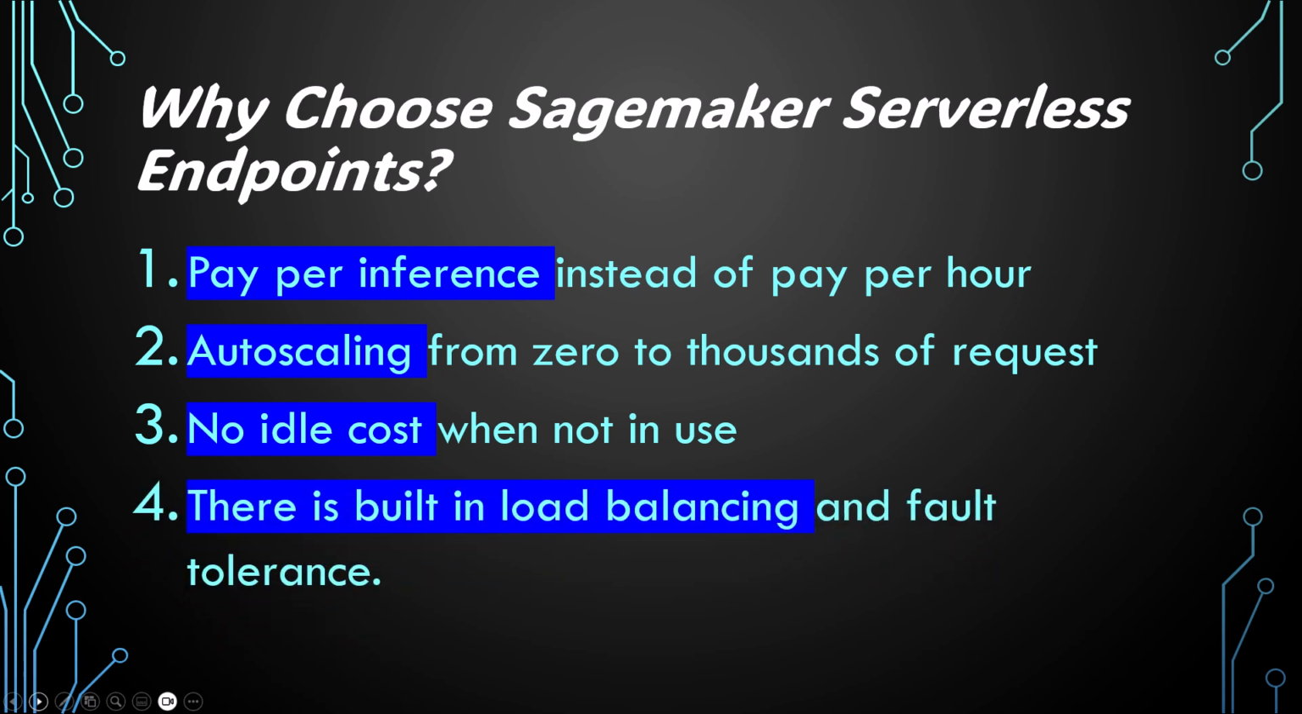The last but not the least is that there is built-in load balancing, meaning you don't need to worry about distributing traffic across your provisioned infrastructure. Also, SageMaker enables high availability and fault tolerance by automatically deploying those compute resources across multiple availability zones within a single region. So if one AZ experiences an outage, your endpoint remains available because other instances in different AZs can continue to serve inference requests.